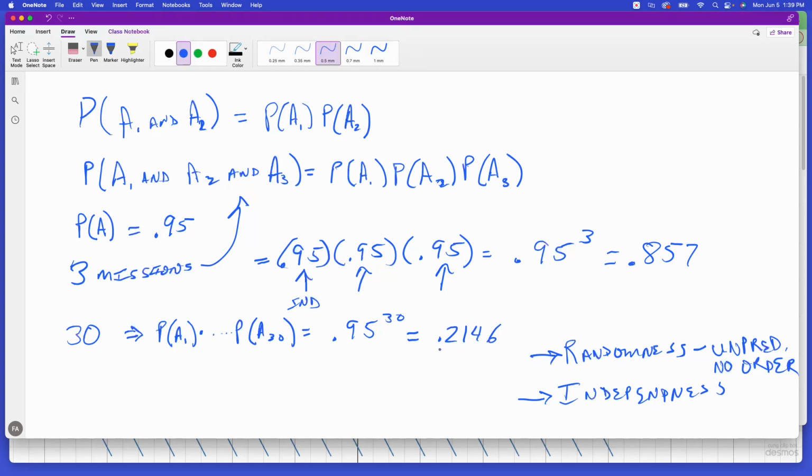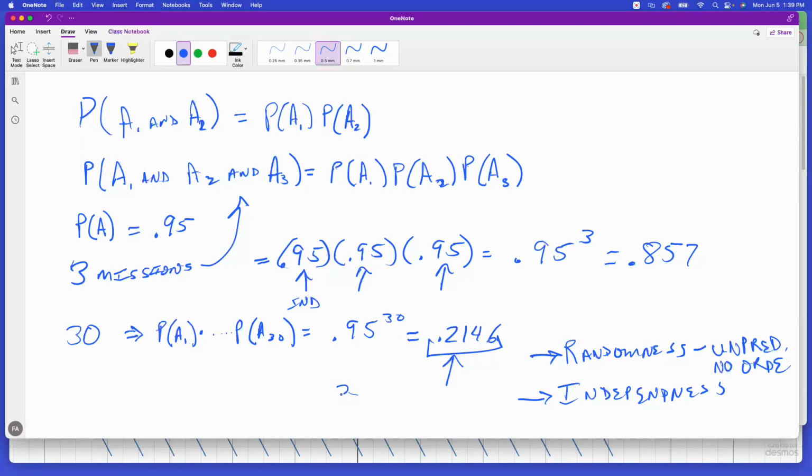So going all the way back to the 30th mission, you're about to go out for that 30th mission. What does probability tell us? What do independence and randomness tell us about this last mission? It tells us that last mission has a 95% success rate. Finishing 30 missions has a success rate of 0.2. Just think about those. Pause the video for a minute if you need to, but think about what that means. It seems a little weird.